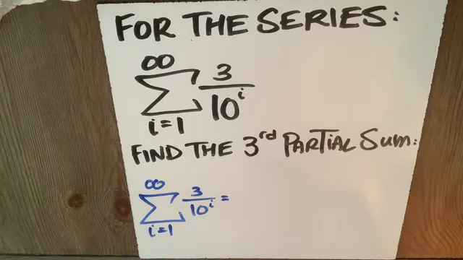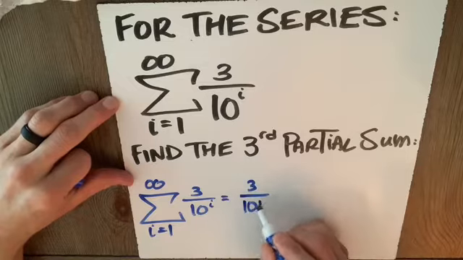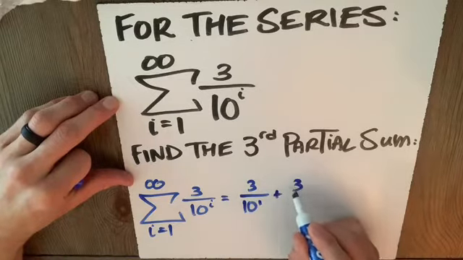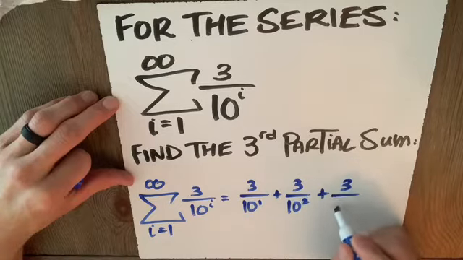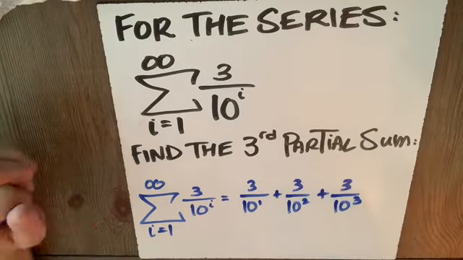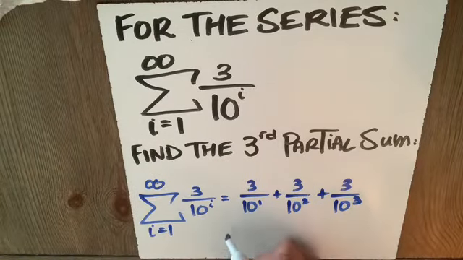Find the third partial sum. Well, what does that mean? I'm going to plug in a 1. So that's going to be 3 over 10 to the 1 plus 3 over 10 to the 2 plus 3 over 10 to the 3. I found 3 terms. That's what that third partial sum means to me.